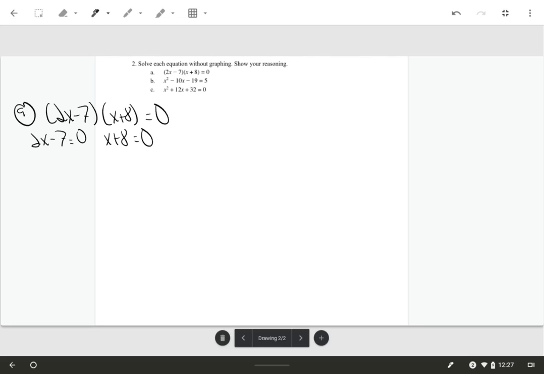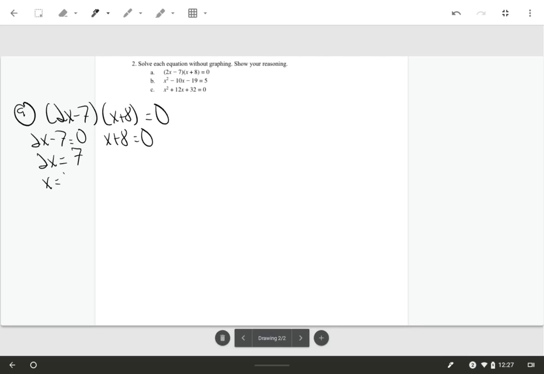And that should be 0. So on the left-hand side, I'm going to start by adding 7 to both sides. So if I add 7 to both sides, I'm going to get 2x equals 0 plus 7. Okay. And then I'm going to finish it off by dividing both sides by 2. So 7 divided by 2 is going to be what x is equal to.